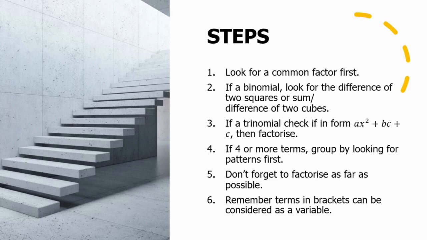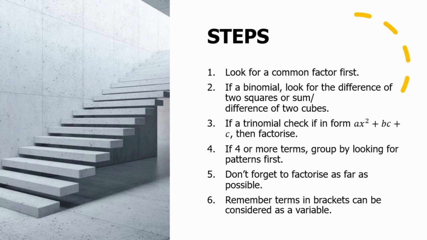The third step is that if you see a trinomial in the form of ax squared plus bx plus c, that is an expression with three terms, but having the highest degree being to the power of 2, then you factorize. If there are four or more terms, normally it's four terms with grade 10, you're going to group them, but you're not just doing any grouping. You have to group by looking at a certain pattern. And then fifth, don't forget to factorize as far as possible.